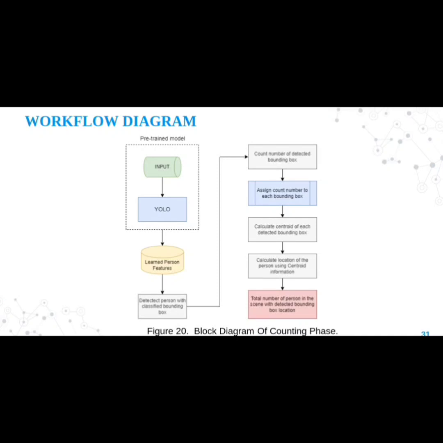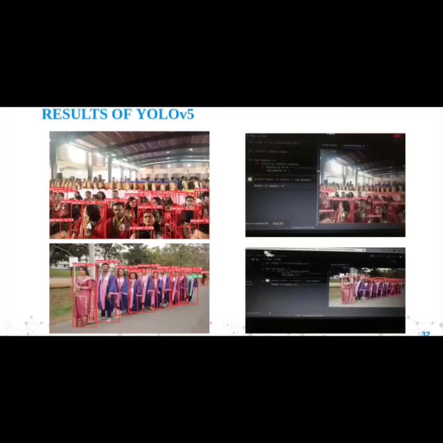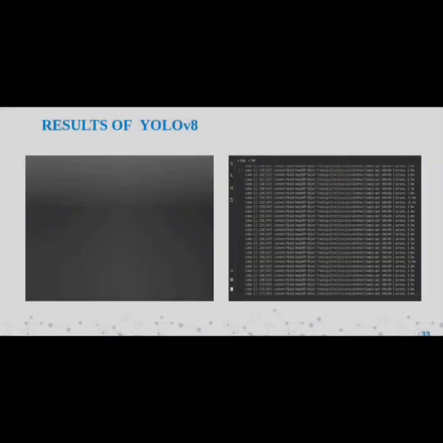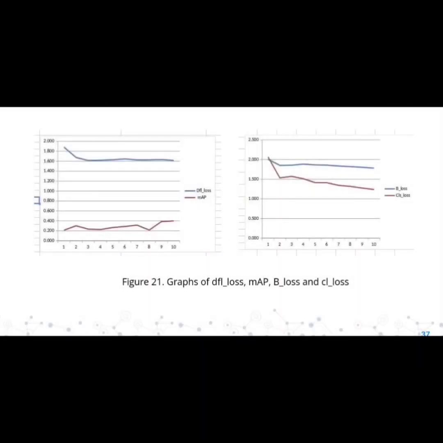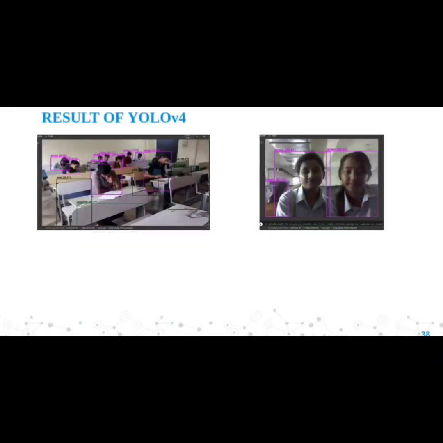After person detection, people counting is performed. For counting, the classification box information is used. The counter is set for each frame image, which converts the respective person boundary box by assigning a count number. This is the result of YOLO V5 and YOLO V8, and this is the statistical result that we have got. This is the result of YOLO V4.